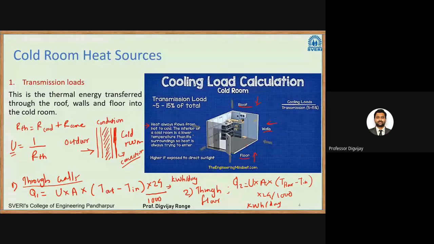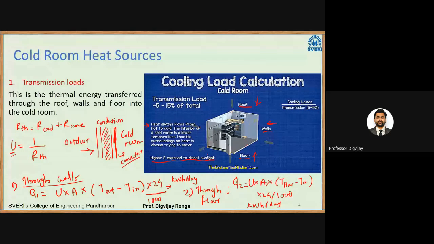And in case of pressure, we know that fluid always flows from high pressure to low pressure. So in this case, heat is always trying to enter this room, so we have to remove that heat with the help of a refrigeration system. It says that the load is higher if exposed to direct sunlight.